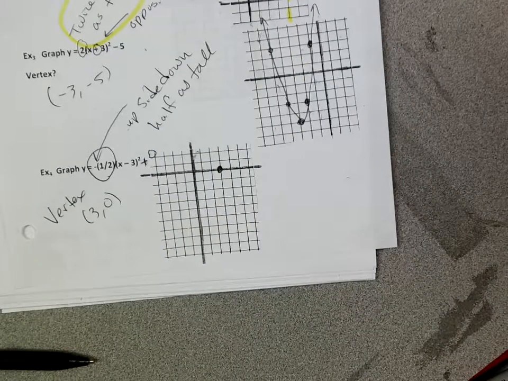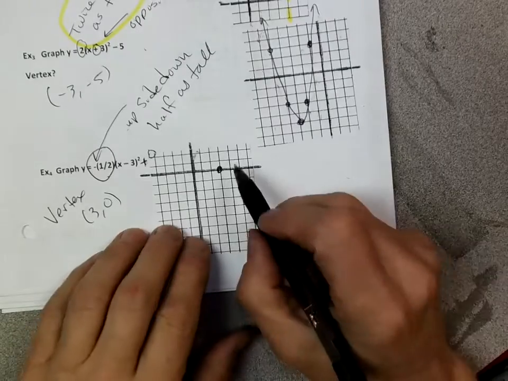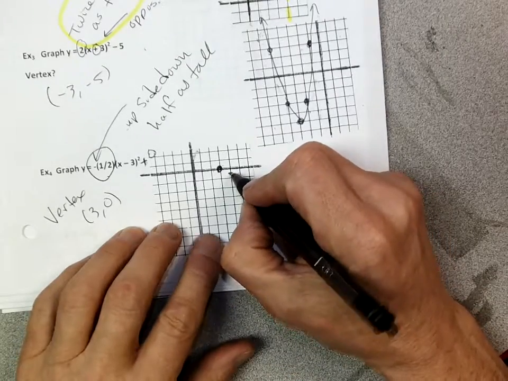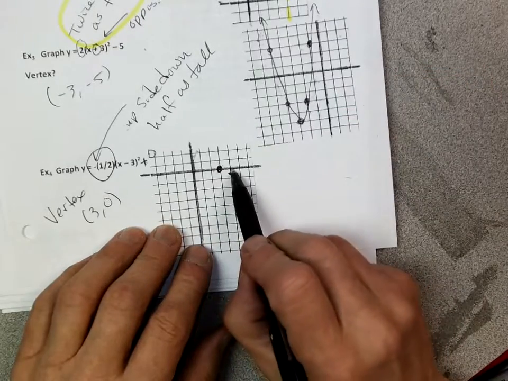So 1, 1 is really going to be 1, down 1/2. 2, 4 is really going to be 2, but down 2, because it's half as tall, right? 3, 9, I'm going to go down 4.5 because it's going to be half as tall. So instead of going over 1, down 1, I'm going to go over 1, down 1/2.